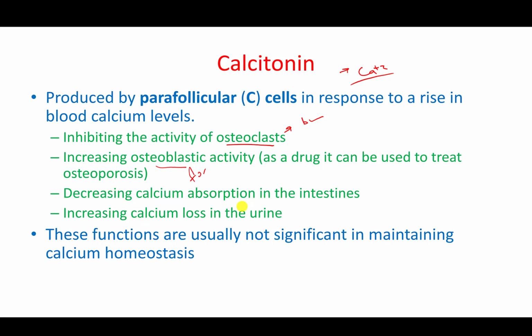Now, calcitonin is not really a big hormone in calcium homeostasis. People with thyroid cancer, their thyroid gland would be removed. They would receive thyroid hormone supplements, but very rarely will they receive calcitonin.